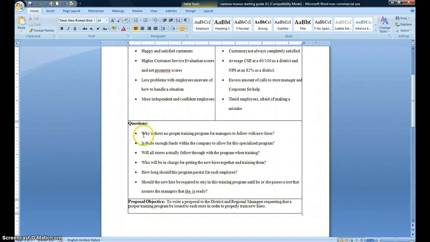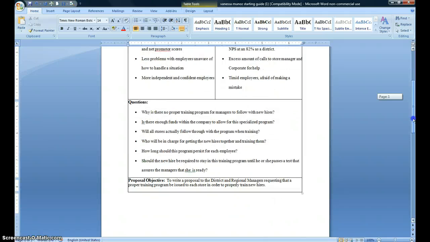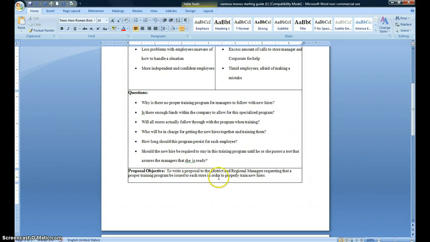So these questions just assume that there would be a new training program, and that's fine. But the questions need to focus on what kind of training program. How could the employees be trained? What are they lacking? What do they need, etc., etc. So these questions were all, and this whole starting guide is too focused on the solution, but the proposal objective is okay. To write a proposal to the district and regional manager requesting that a proper training program be issued to each store in order to properly train new hires. That is a good proposal, but she needs to back up and focus actually on the quality of the training program.